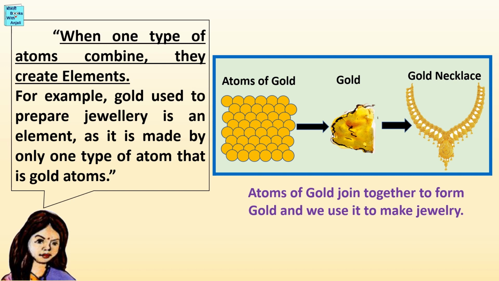For example, gold used to prepare jewelry is an element as it is made by only one type of atom, that is the gold atom. In this picture you can see atoms of gold joined together to form gold metal or gold element, and this element is used to make jewelry.